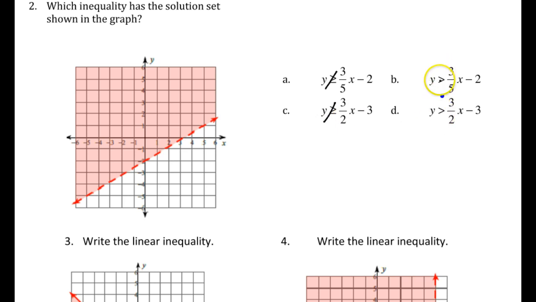And for the last two, the only difference here is the y-intercept. One says the y-intercept is -3, and this one says the y-intercept is -2, which is the correct one. So you get B. And then you can also confirm: the slope is 3/5, and that is a dashed line and shaded above. So lots of clues here to help you out: slope, y-intercept, solid line, dashed line, a little bit of everything.